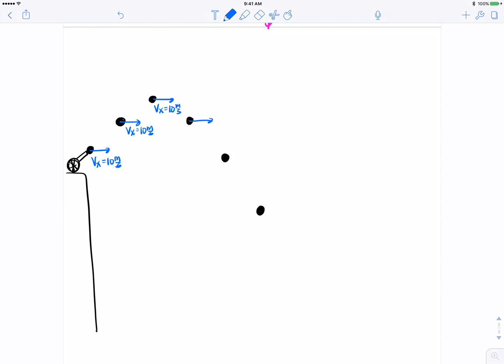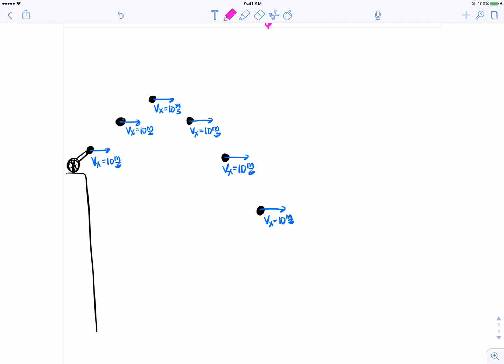Now let's draw something a little bit different. So let's illustrate what happens when the cannon is now fired at an angle. So we'll give ourselves a couple of points in time. Okay, so here's my v sub x. And here is v sub y.